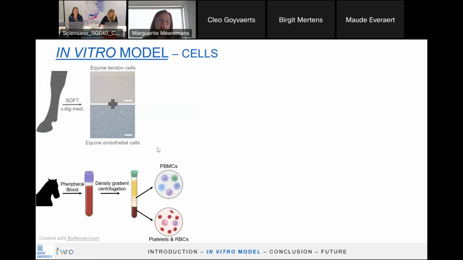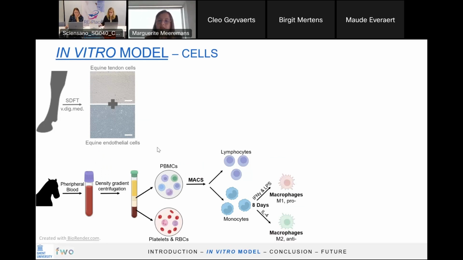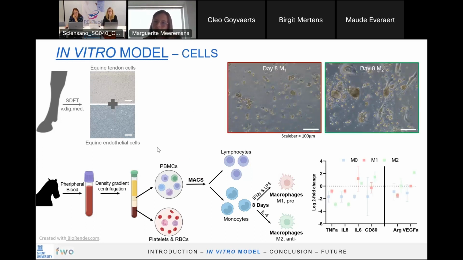We isolate peripheral blood mononuclear cells using density gradient centrifugation, after which we purify these cells and only keep the monocytes, which we differentiate in 8 days in culture into macrophages. We also have the good and the bad ones. However, in our case, the roles are switched: the M1 macrophages are the bad ones and the M2 macrophages are the good ones. You can see them here in culture. They have a quite typical morphology in 2D cultures, and we also characterize them using RT-qPCR.